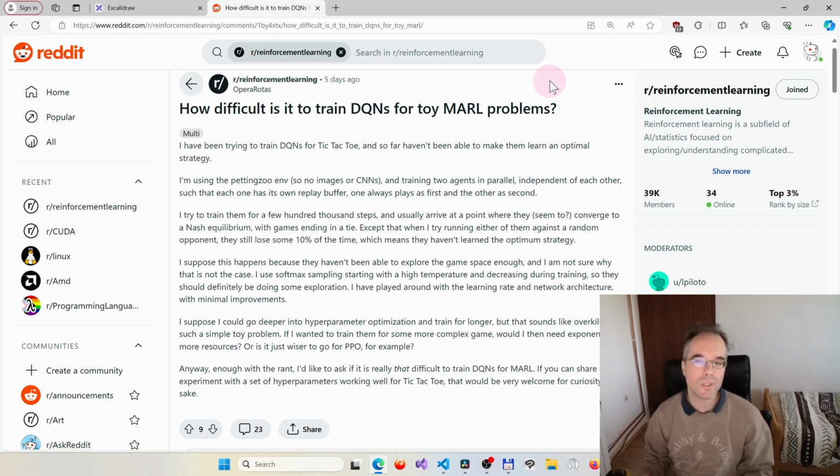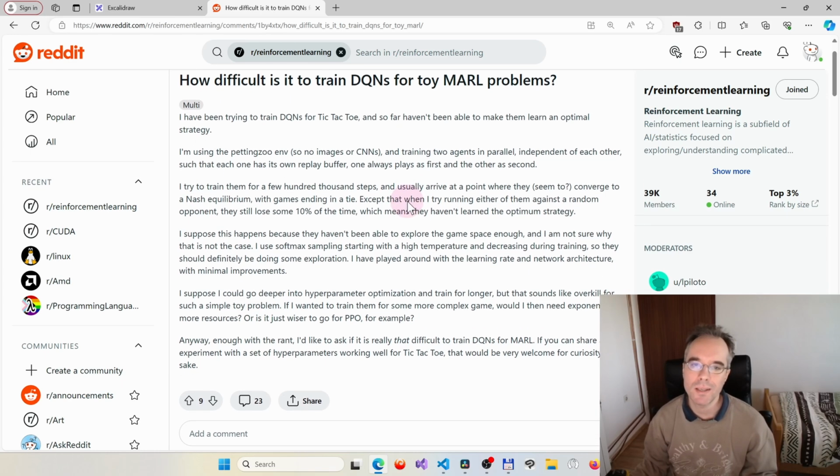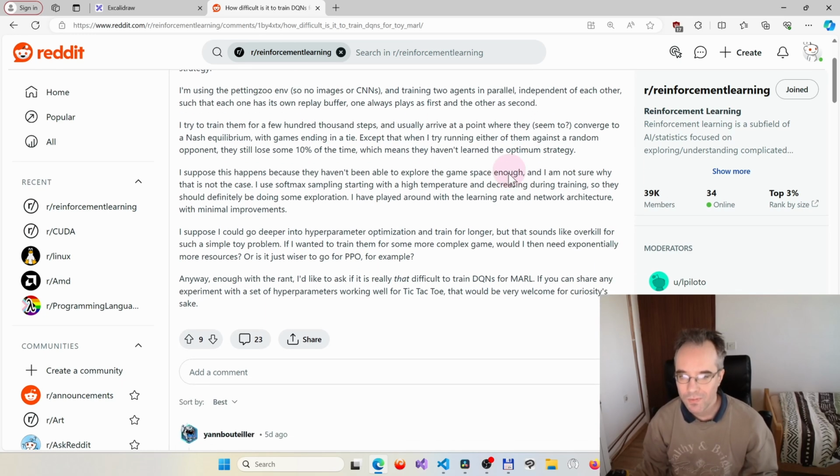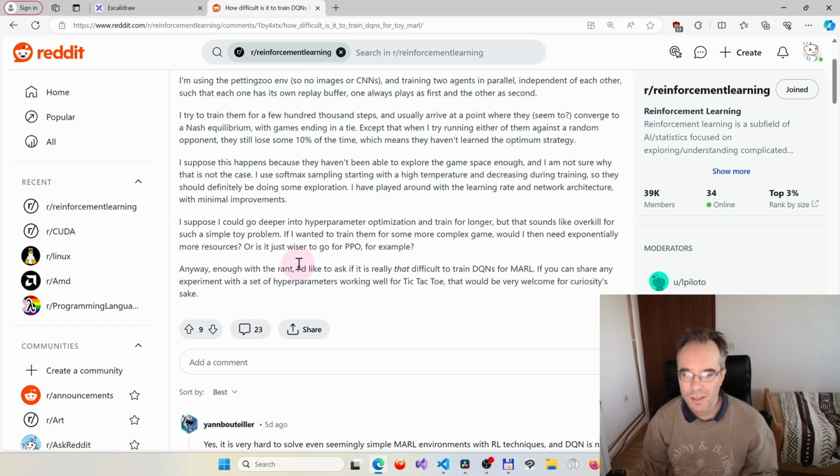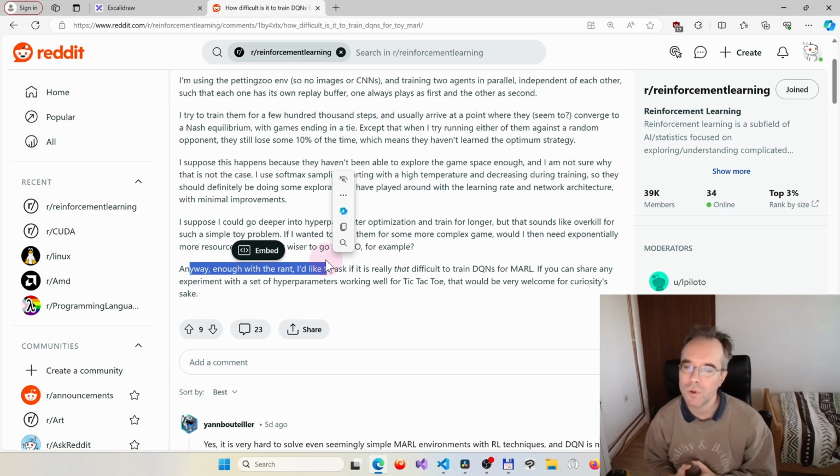And you have these two realities. On one hand, you have OpenAI and DeepMind, which solve Go, and then people come in and try to use these methods to beat tic-tac-toe, and they don't work. Anyway, enough with the rant. I'd like to ask if it's really that difficult to train DQNs for MARL. You can share any experiment with a set of parameters working well for tic-tac-toe. That would be very welcome for curiosity's sake.